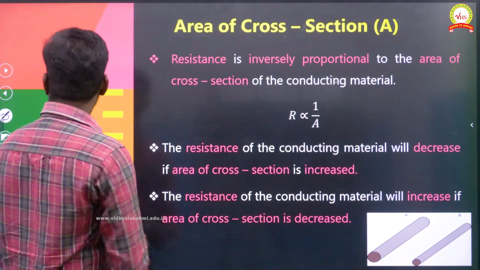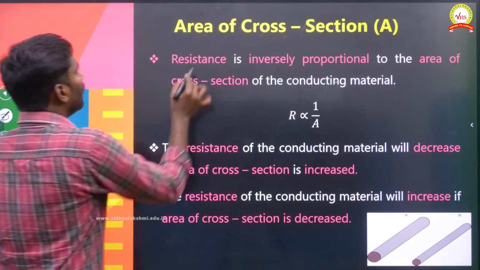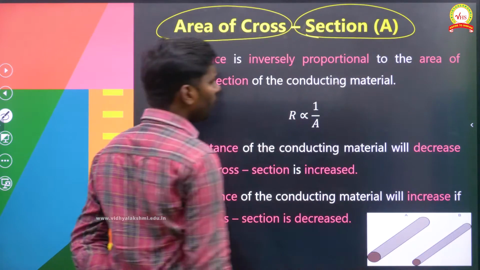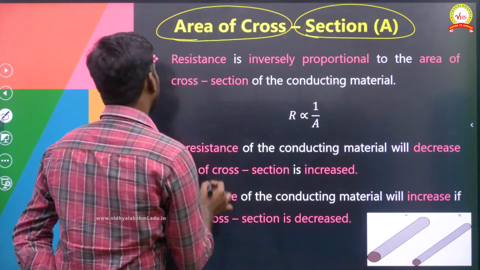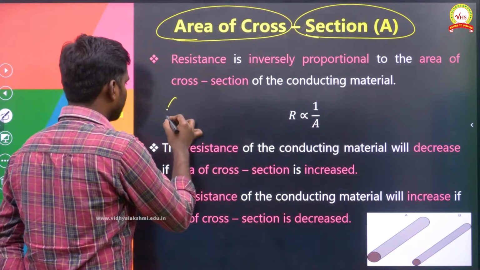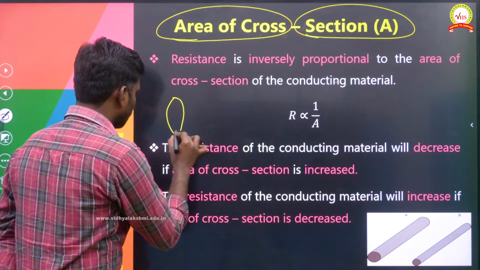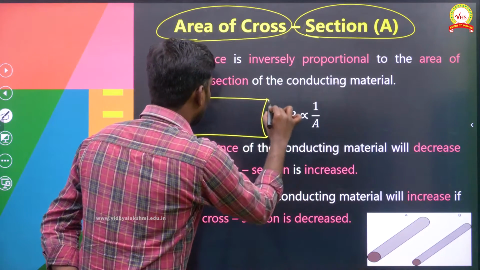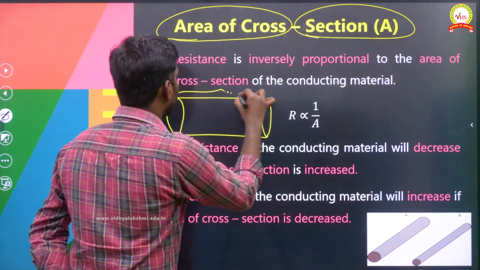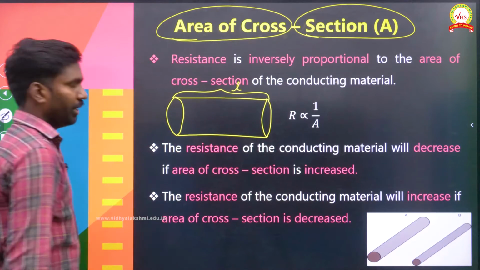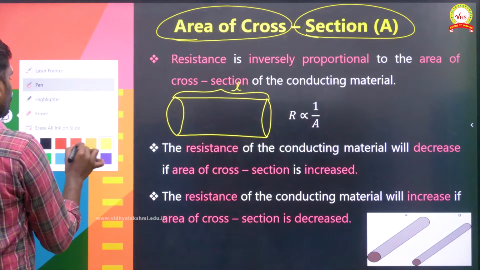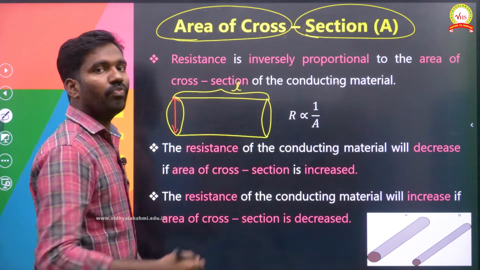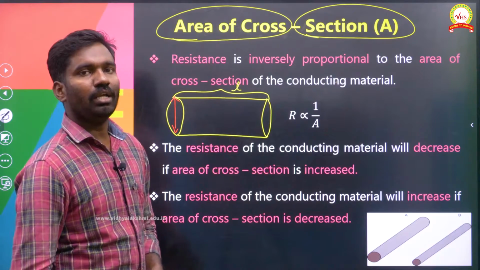What is the second factor it depends upon? It depends upon the area of cross section. What is meant by area of cross section? If you are taking a wire like this, from this point to this point we call it the length of the conducting material. Here one region is there, no? This region is considered the area of cross section of a conducting material.